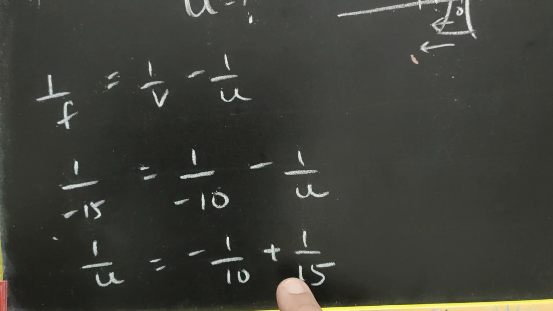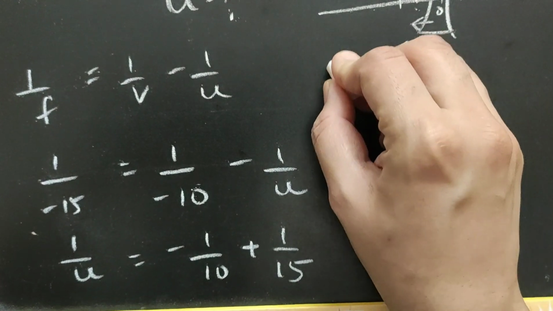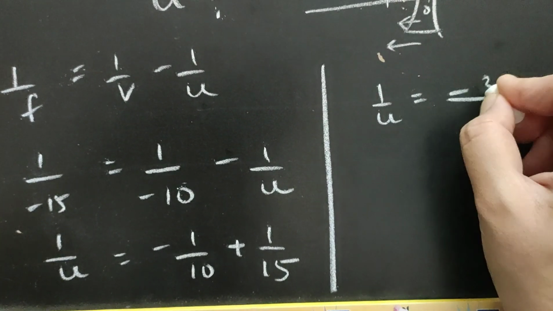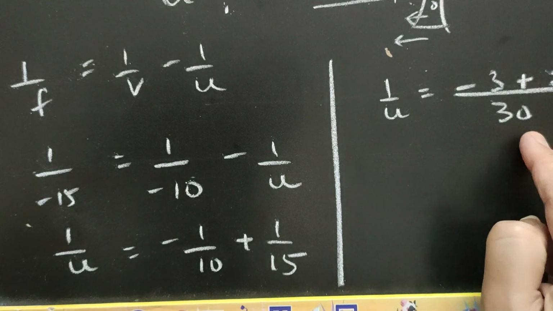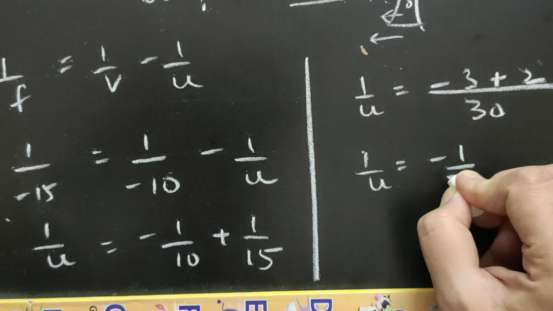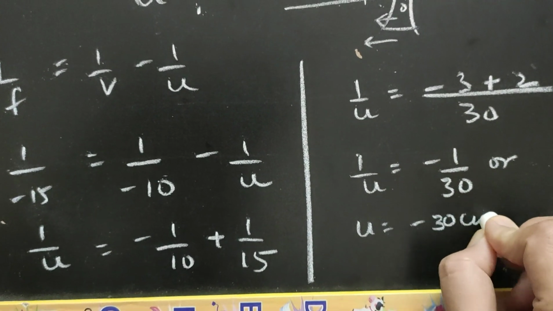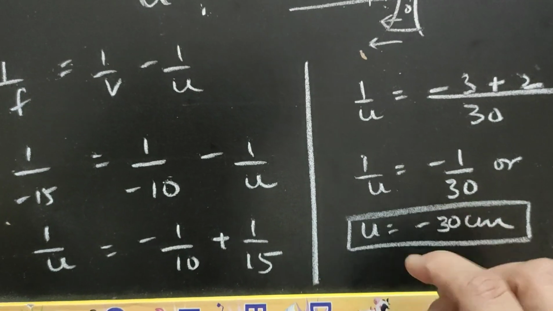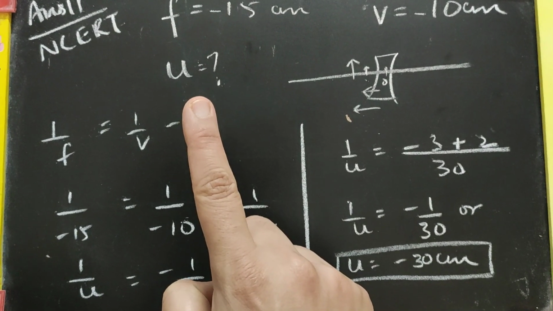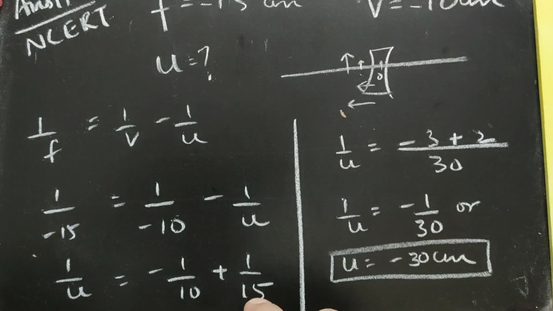10 and 15, I will take the LCM and then I will solve. So the LCM here would be 30. So 1 by u is minus 3 plus 2 divided by 30. When I solve this, this becomes minus 1 by 30, or simply u is minus 30 centimeter. As expected, u is negative. So we have found the object distance using the data that was already given, and now we will be drawing the ray diagram for this situation.